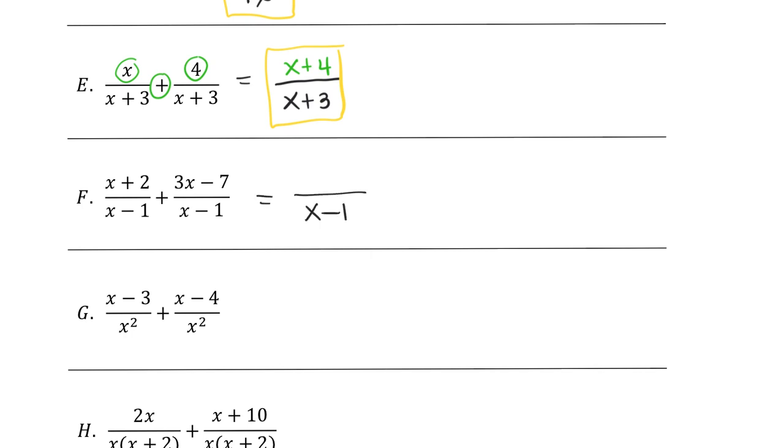Okay, common denominator is x minus 1. Okay, let me add the numerators. Oh, I see some like terms. So the x plus the 3x is going to be 4x. And then the 2 minus 7 is minus 5. So 4x minus 5 over x minus 1.